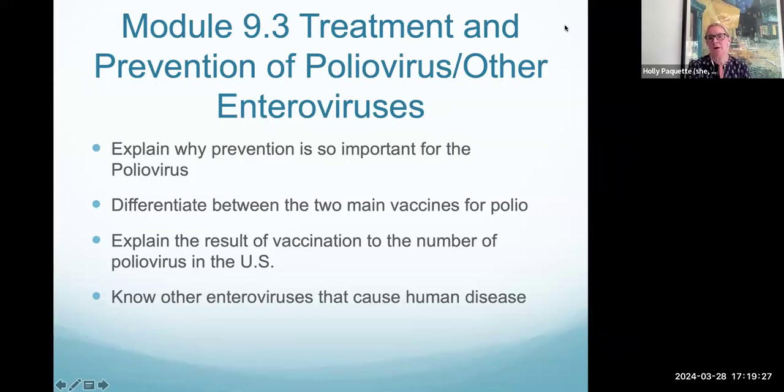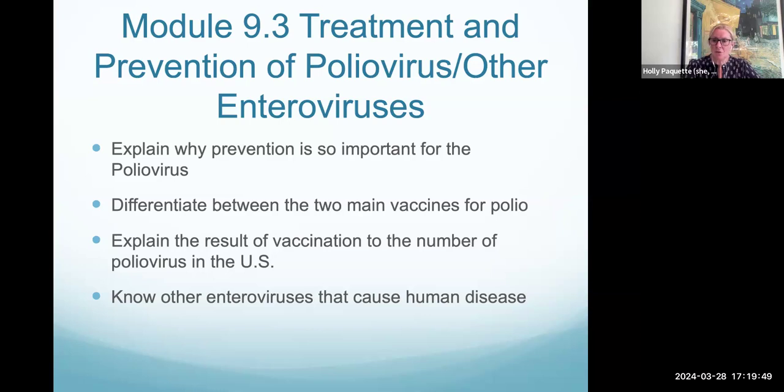So I'm going to go ahead and pull up my PowerPoint. We'll go ahead and walk through this. So we're going to talk about why prevention is so important for the poliovirus. As you can remember from the video before this, you know that it can cause this paralytic disease and that it can also cause a post-poliomyelitis syndrome. So prevention is going to be one of those key things.